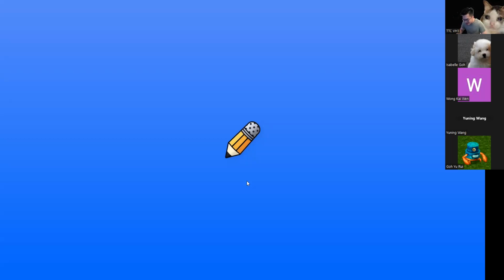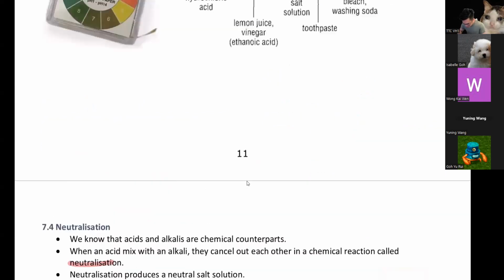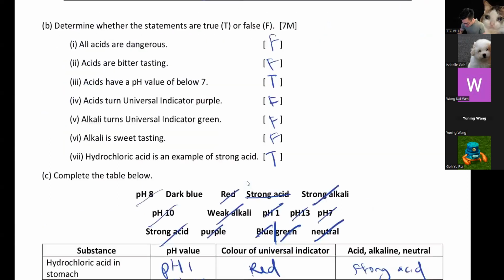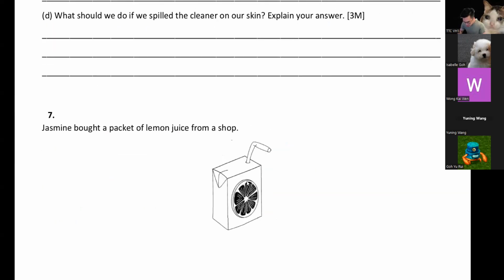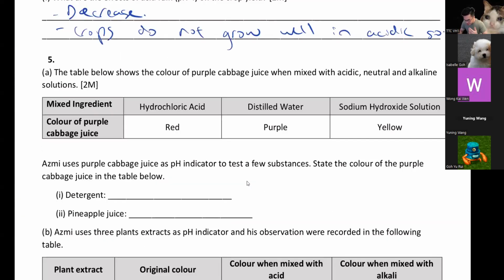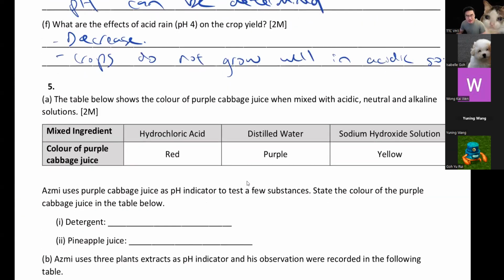Okay, so where were we? I think we have finished our acid and alkali, have we? We have finished our neutralization. Okay, we have finished this. So yeah, some exercise remaining. I'll give you the answer for this. Let's finish our exercise. Okay, question 5. Let's go to question 5.